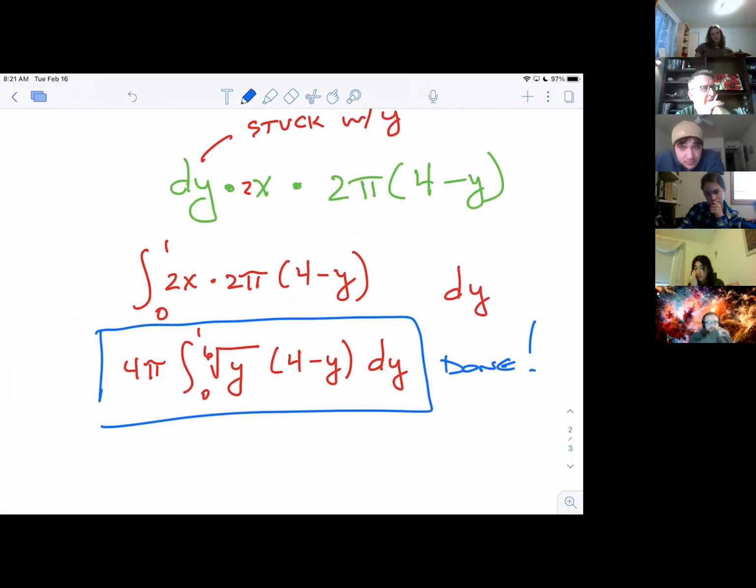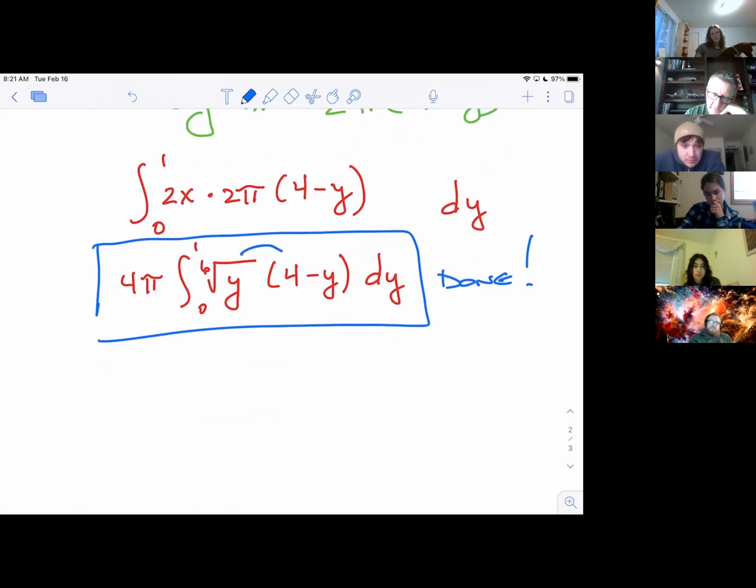Wait a minute. Yeah, it does. That's easy. Why is that easy? So you can change the y to the 6th root to just y to the 1/6. Right, and then I could actually distribute it in.